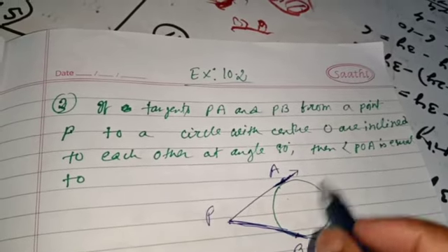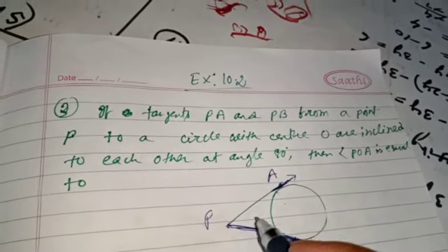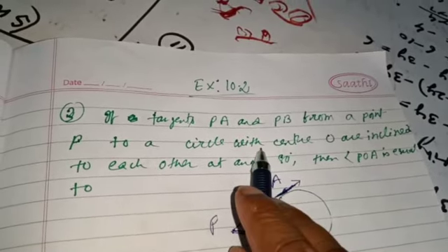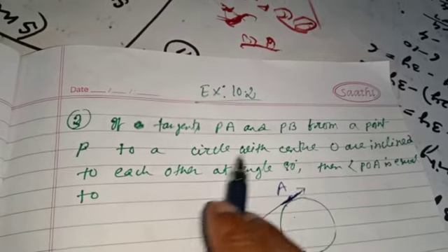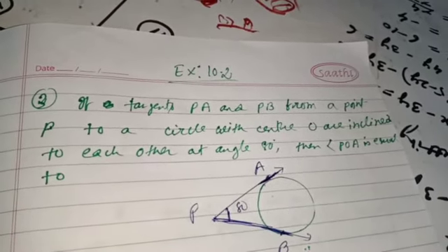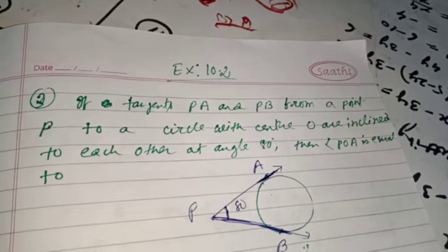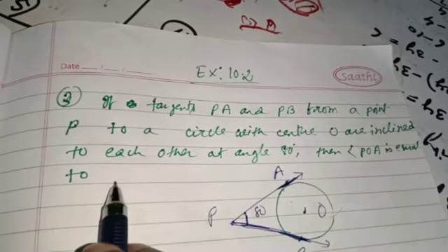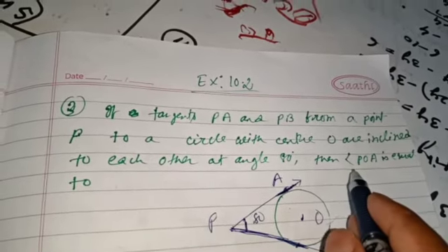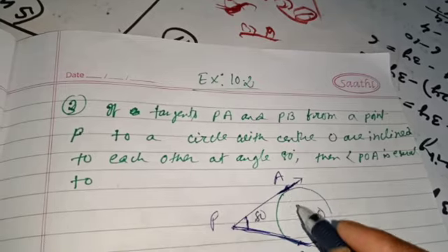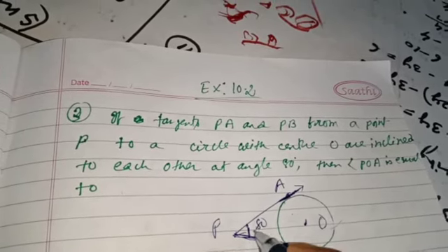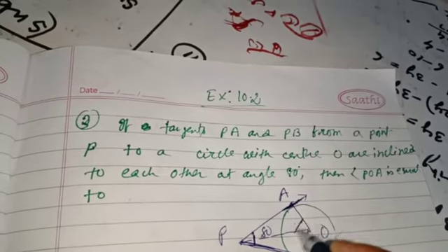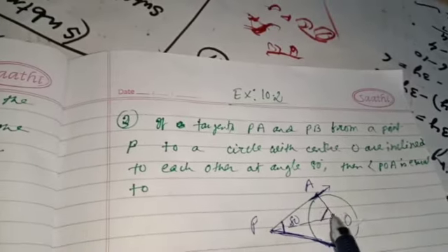Now PA and PB are inclined, means this angle. If tangents PA and PB from a point P to a circle with center O are inclined to each other at 80 degrees, then find angle POA. POA means which one? POA means you have to join PO like that. This angle you have to find out. Clear?